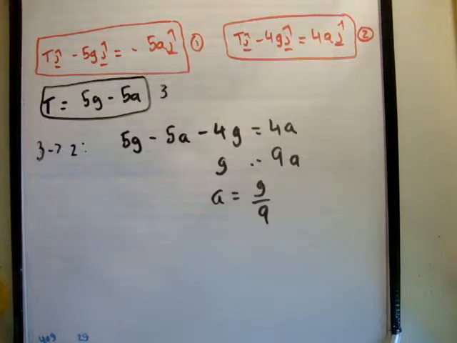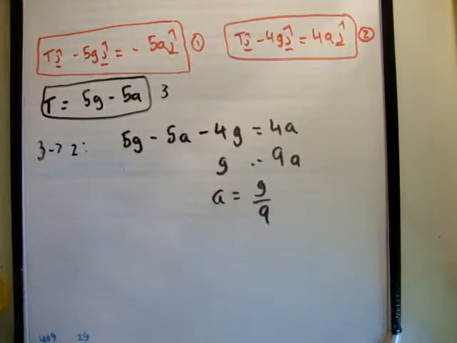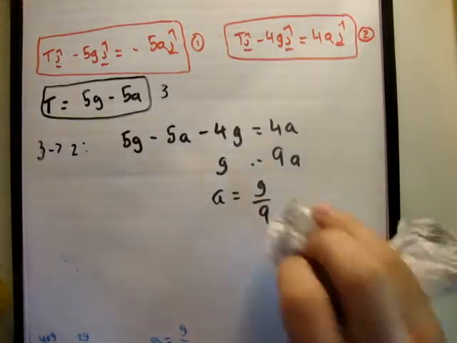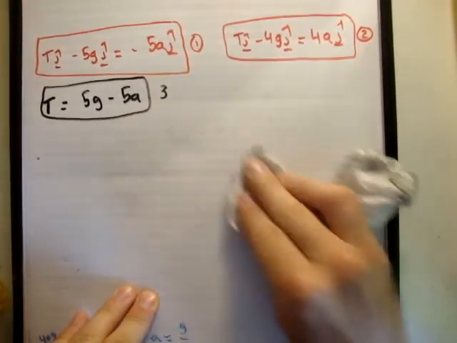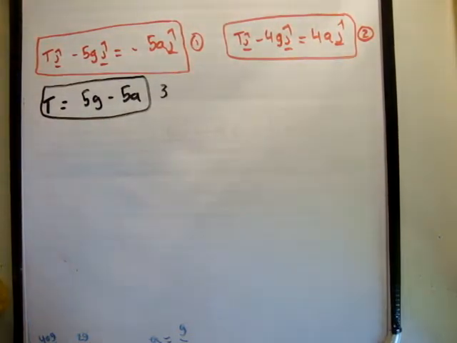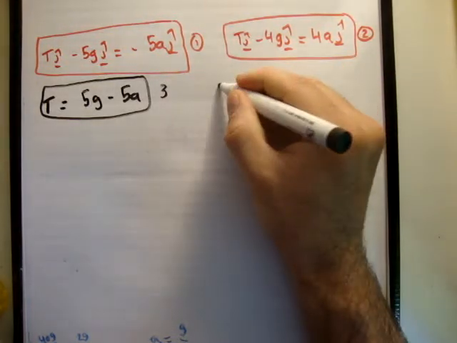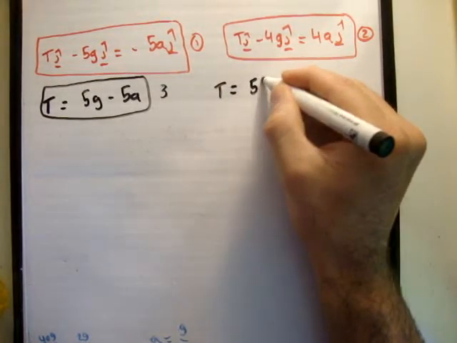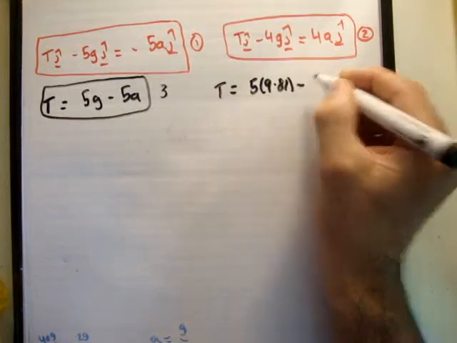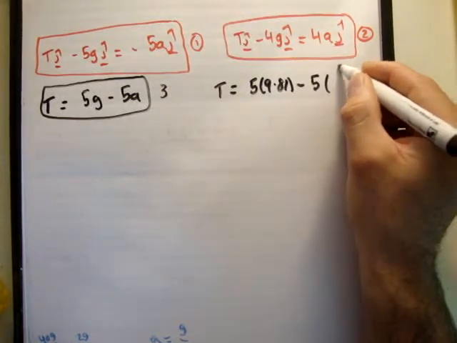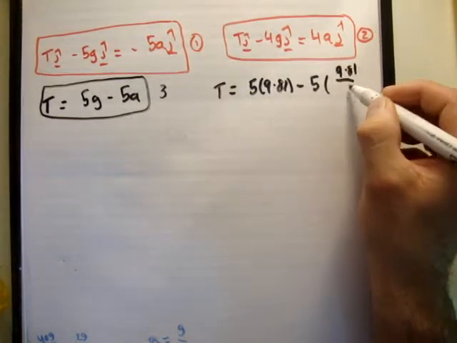Alright, so that was pretty quick and pretty straightforward. So the next part of the question asks us to find the tension in the string. Alright, so we know the acceleration is equal to g over 9. So getting the tensional force should be pretty straightforward. So I'm going to use equation 3 straight out. So we know that T is equal to 5 times 9.81 minus 5 times 9.81 over 9.